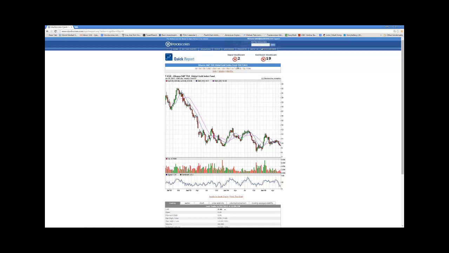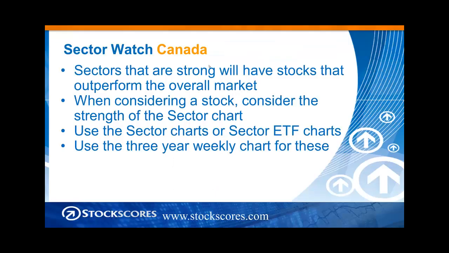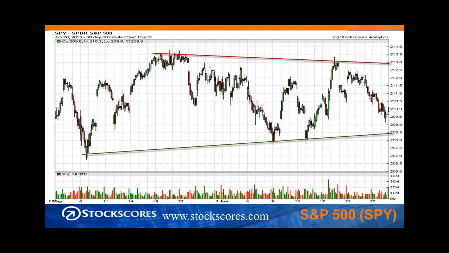Now, if you don't know what the symbols are for the sectors, just Google exchange traded funds for the Toronto Stock Exchange or exchange traded funds for sectors in the US. Some kind of Google search like that, you'll find all kinds of links to find those things. All right, let's get into this week's analysis.